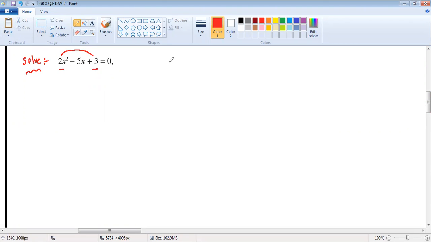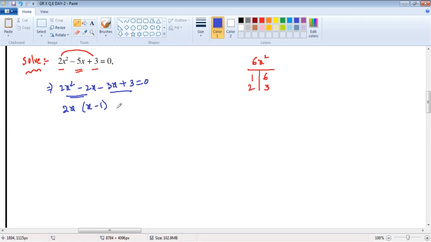So multiply 2x square into 3, 6x square. Then you have to take the factors: 1 into 6, 2 into 3, 3 into 2, again repetition. So you have to choose a pair which satisfies the 5. So from this we can say 2x square minus 2x minus 3x plus 3 is equal to 0. Now here 2x can be taken out common: 2x into x minus 1, and here minus 3, carefully observe, minus 3 into x minus 1, which is equal to 0.